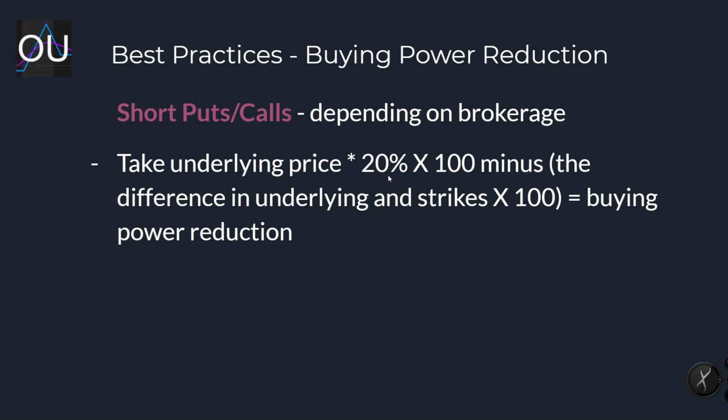We'll go through an example on Apple in a minute, but a typical way to calculate your buying power reduction for a short put or short call is to take 20% of that trade times 100, and then subtract the difference of the underlying and the strike price. So if you're selling an out of the money put, you get credit for that difference between the underlying and the strike you pick, times 100, and that would be considered your buying power reduction.